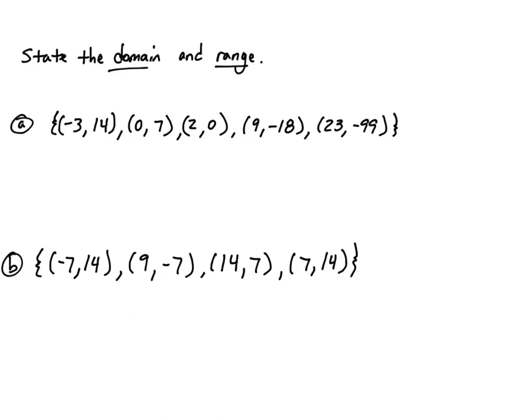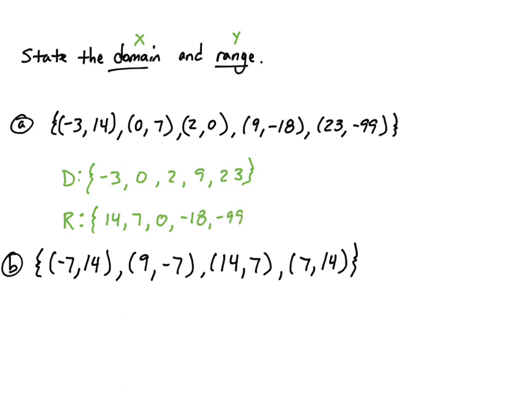So here we want to just state the domain and range. Keep in mind, we know that domain is our x values, range is generally your y values in this case, because we're dealing with x and y of ordered pairs. So for domain, we'll just list them out. We've got -3, 0, 2, 9, and 23. For range, we're now going to list out the y values. So 14, 7, 0, -18, and -99. And that's our domain and range.